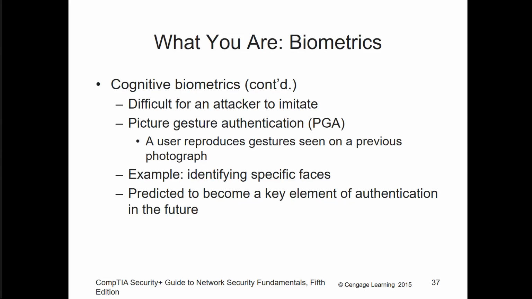So there are pros and cons. Cognitive biometrics could be difficult for an attacker to pretend to have. Picture gesture authentication, or PGAs. You see that very common within banking systems now. The user reproduces gestures seen on a previous photograph, or a user predefines a photograph and is prompted with the photograph when trying to log in, and so the appropriate user would have to then select the correct photograph.